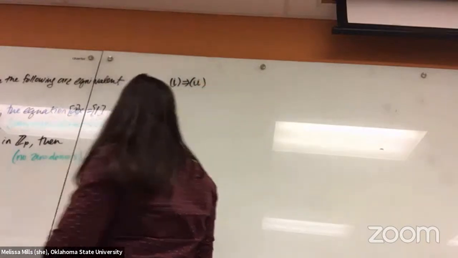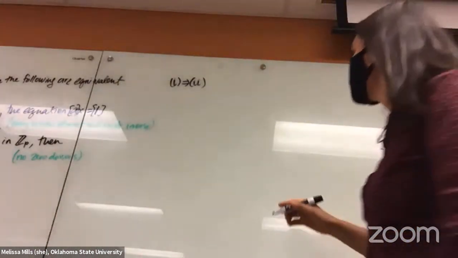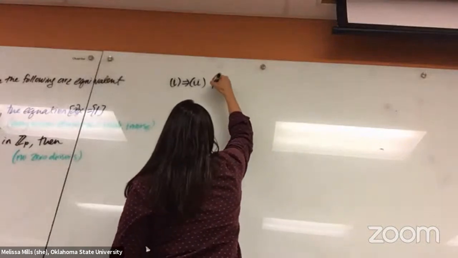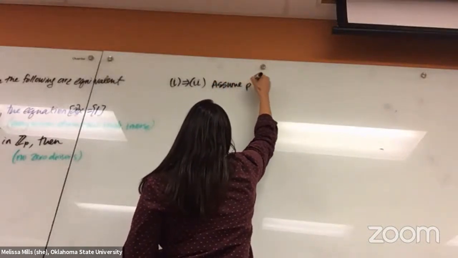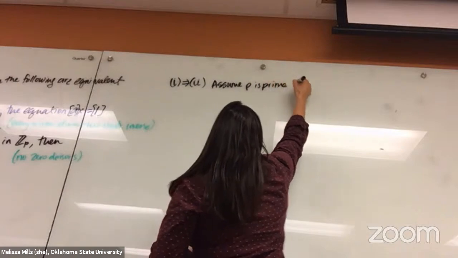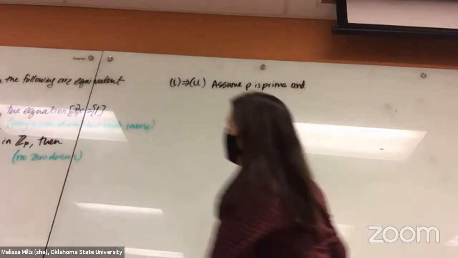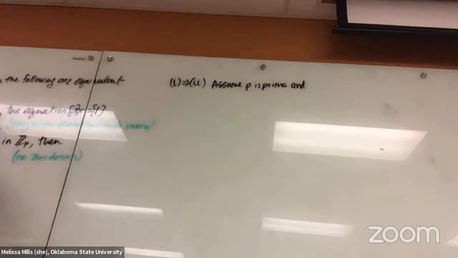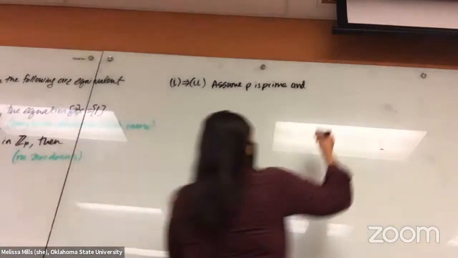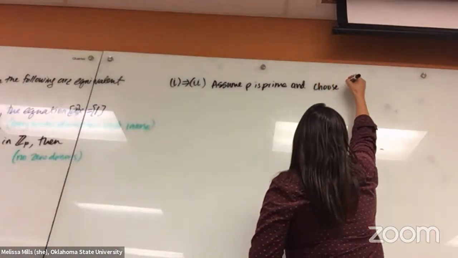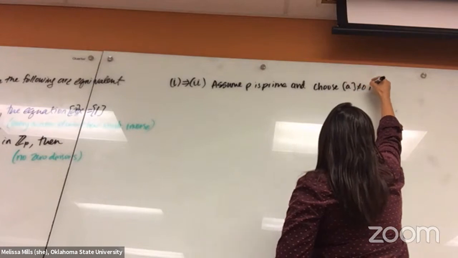Okay, so for the first part, we'll do that 1 implies 2. So we're going to assume that P is prime. And so we're going to assume 1, and then we want to prove number 2. So if I want to prove that, I need to choose some non-zero element of Z mod P, right? An arbitrary non-zero element of Z mod P. And choose A not equal to 0 in Z mod P.